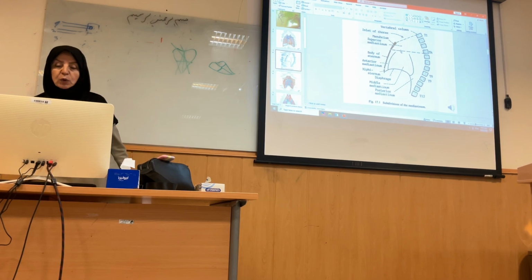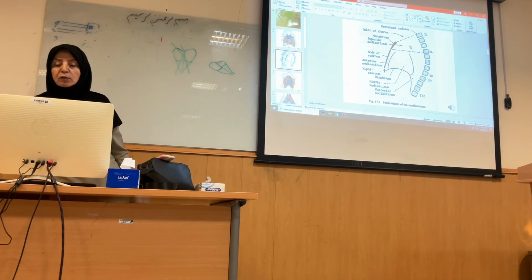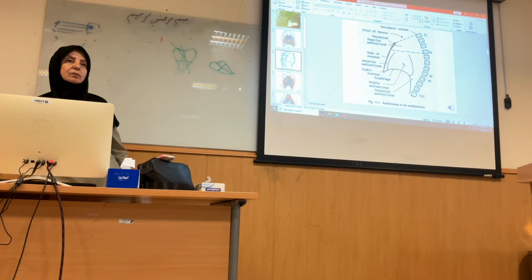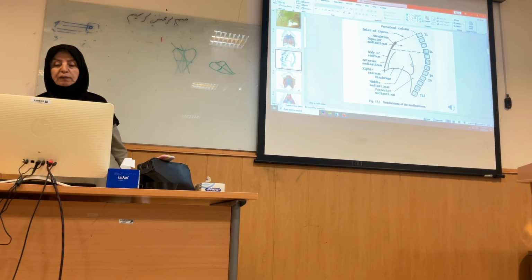With this horizontal and imaginary plane, we can divide the mediastinum into two small areas, two small chambers, superior mediastinum and inferior mediastinum. Where is the heart? Inside of the superior mediastinum or inferior mediastinum? Inferior mediastinum.